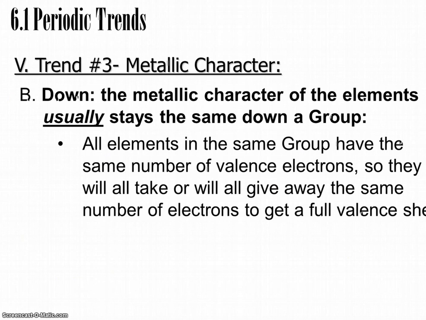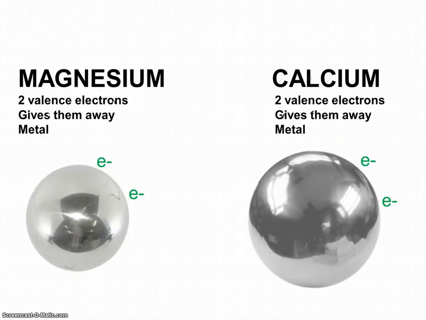The trend is different when you are talking about up and down in any given column. The metallic character of the elements in a group usually stays the same. And again, this is because metals and nonmetals are classified by how many valence electrons they give away or take, and all elements in the same group have the same number of valence electrons, so they are all going to behave in the same way. Again, for example, if we look at magnesium and calcium, we can see these are both classically metals, shiny and silverish in color, and it's because they both have 2 valence electrons, so they behave in the same way by giving them away, which makes them metals.